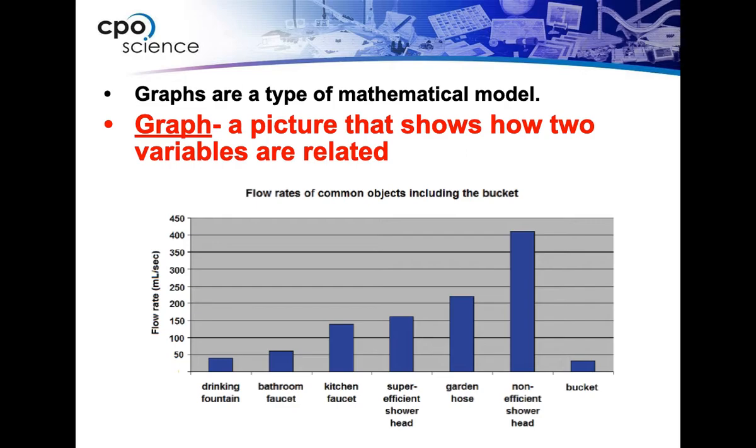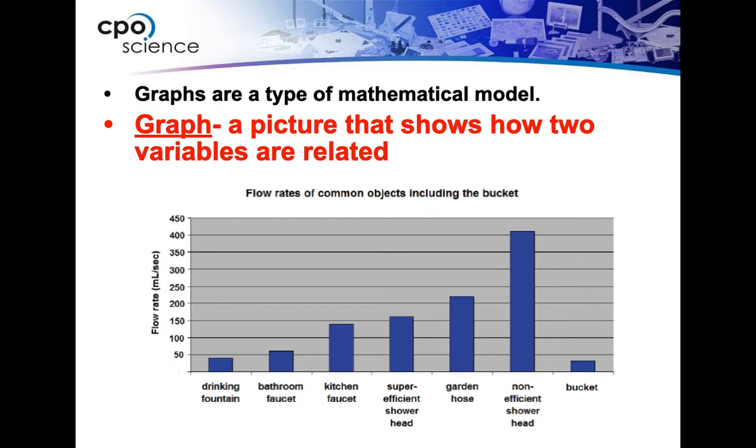This picture on the slide here talks about flow rates of common objects. When we're talking about flow rates, think about water moving. If you look at the graph here, I can see a drinking fountain has a flow rate of a little less than 50 milliliters per second. And we keep going up there for a while. The highest flow rate, as you can see here, is the non-efficient shower head, which is about 410 milliliters per second, all the way back down to the bucket that would just have a little spigot on it that you can open on the bottom there.